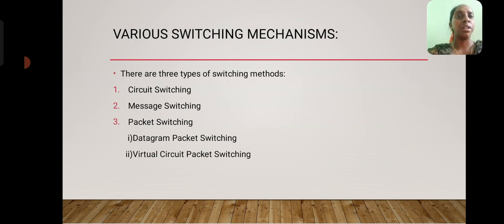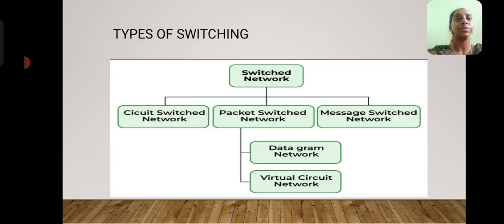Various switching mechanisms. There are three types of switching methods. The first one is circuit switching, the second is message switching, and the third is packet switching. Packet switching is also divided into two types. The first one is datagram packet switching, and the second one is virtual circuit packet switching. These are the types of switching in computer networks.